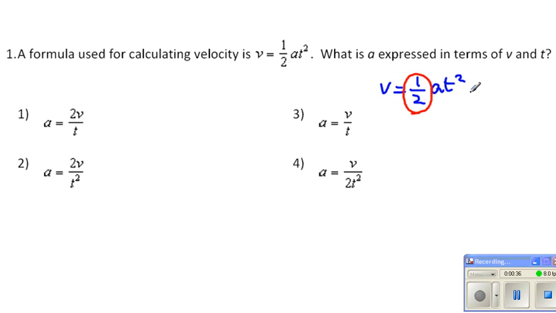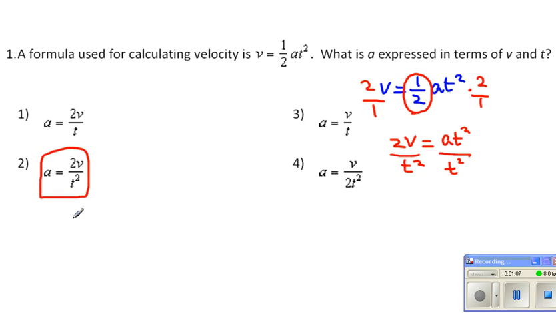In order for you to get rid of 1/2, we need to multiply by its reciprocal, which is 2 over 1, and then 2 over 1. That's what we end up getting. Then we end up having a t squared would have been equal to 2b. And we want to have a by itself, so we want to divide by t squared on each side. Then we will end up getting an answer choice B.